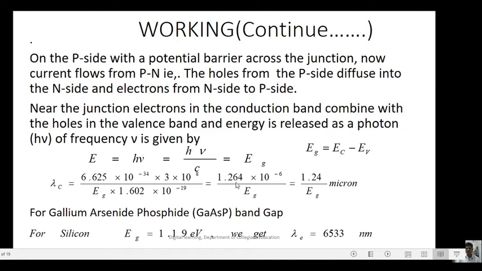So that is equal to 1.264 into 10 power minus 6 divided by Eg, that is equal to 1.24 divided by Eg micron. For gallium arsenide phosphide band gap, for silicon Eg is equal to 1.19 electron volt. We get lambda c equals 6533 nanometer.